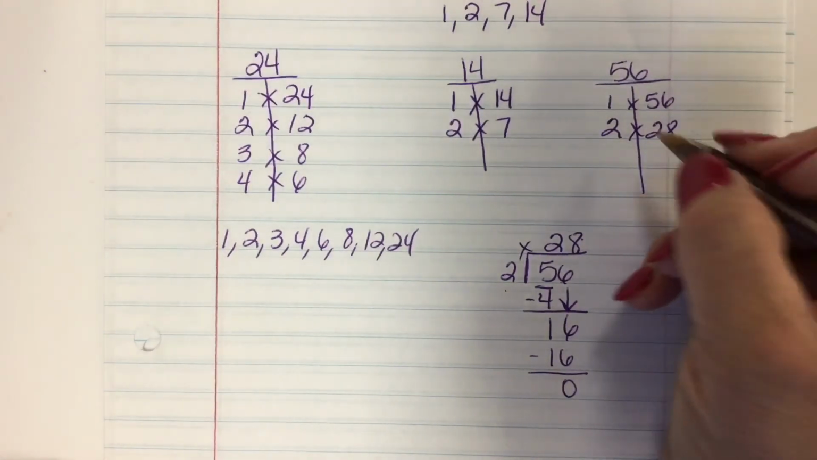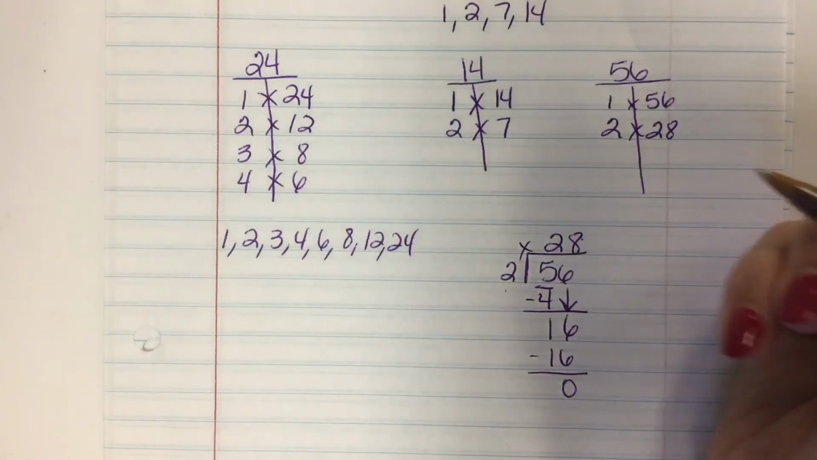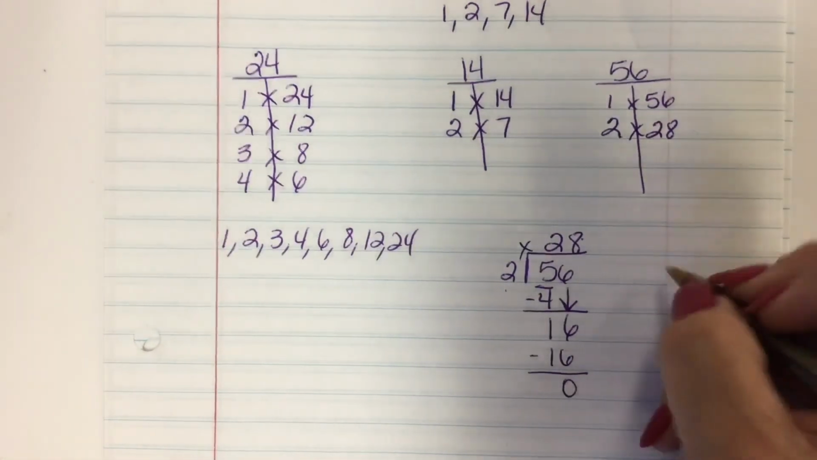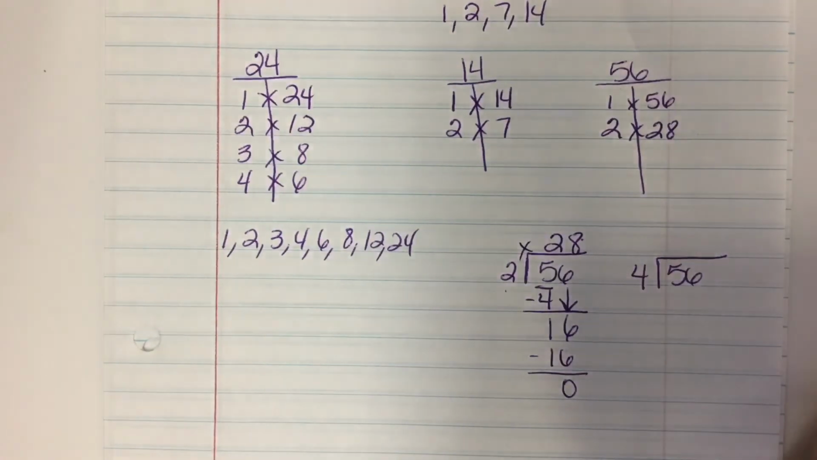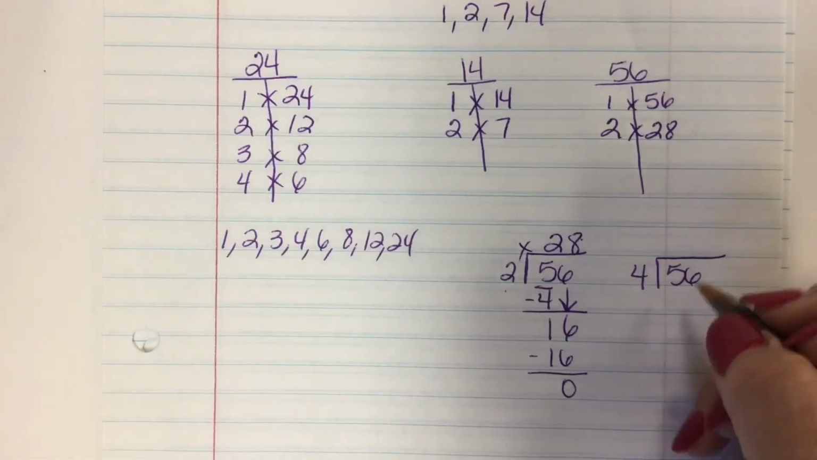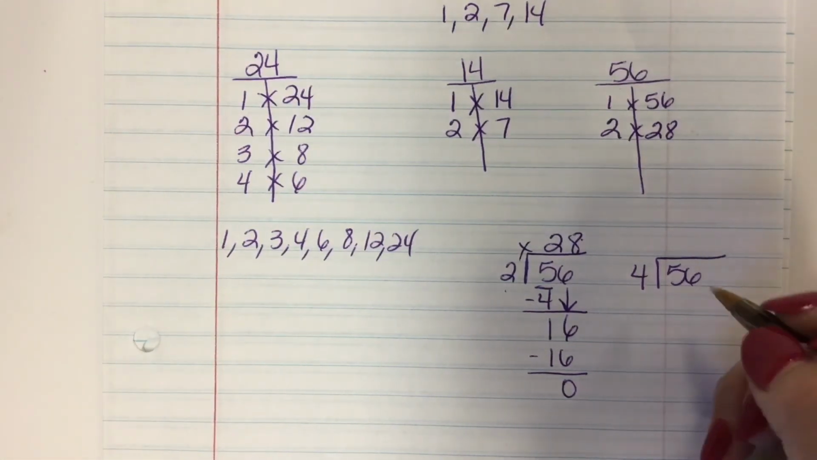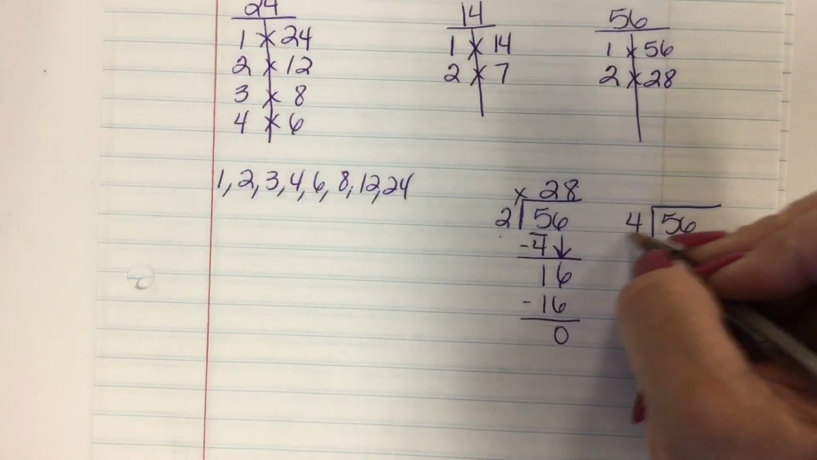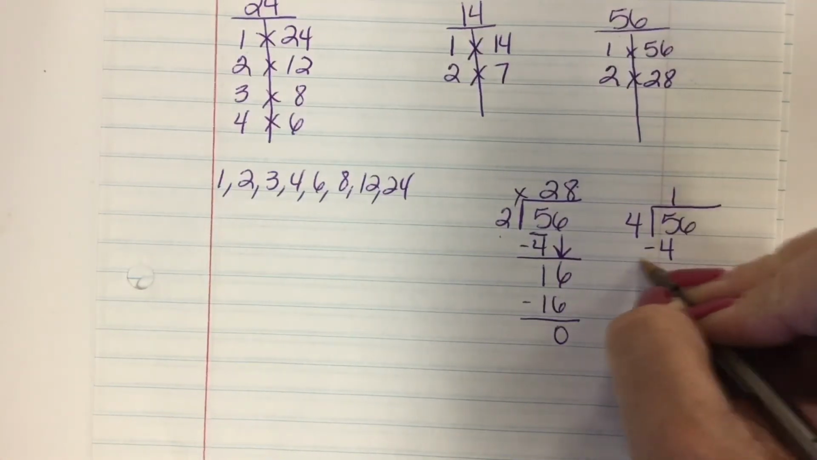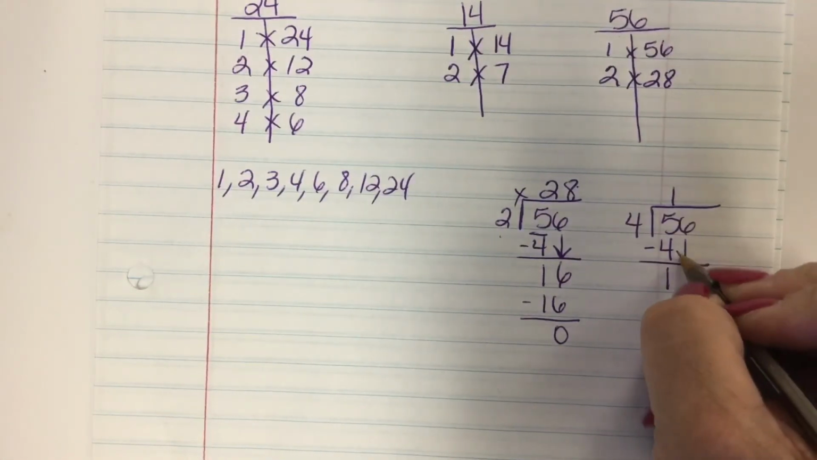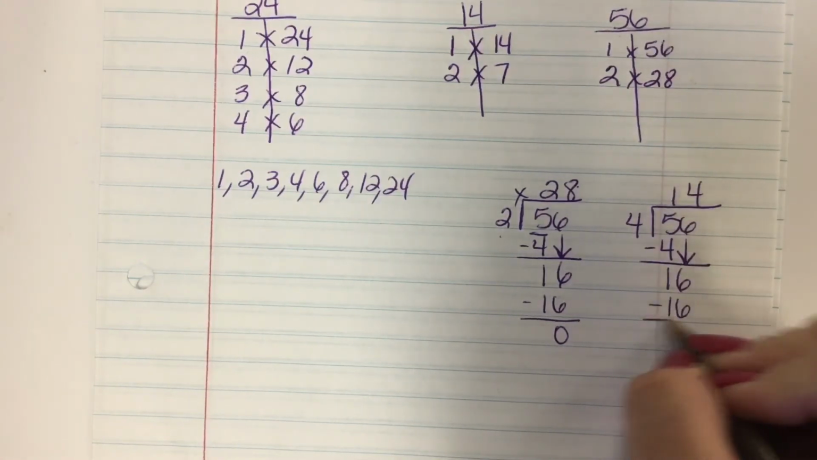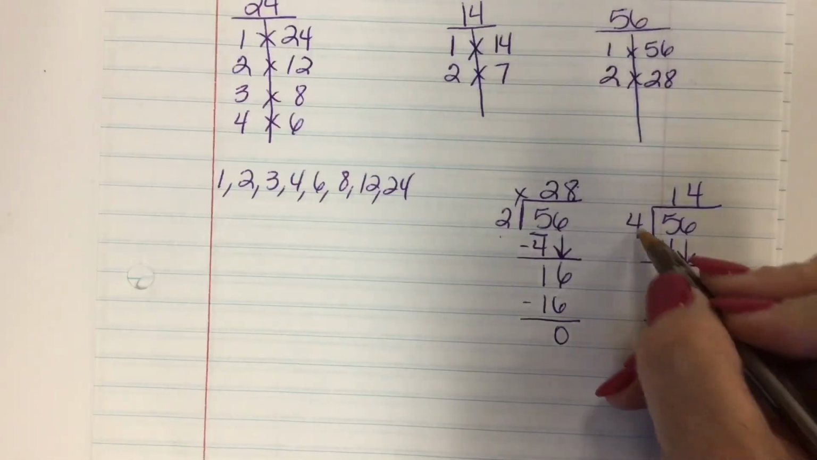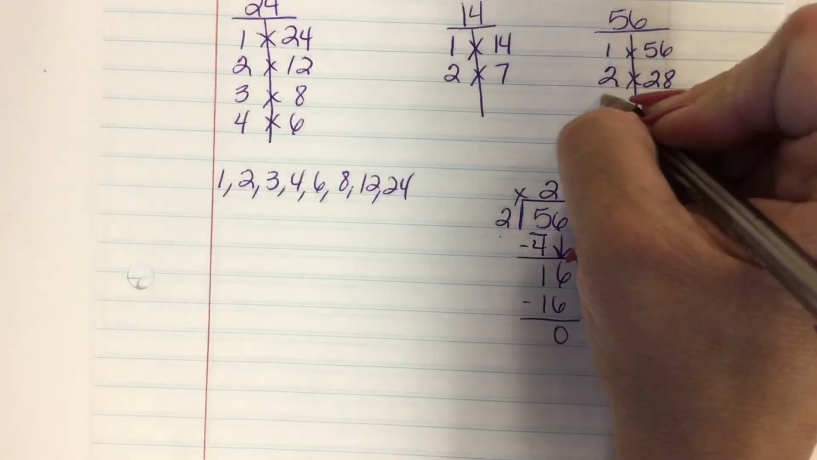3, no. 5 plus 6 is 11, so no. 4, okay. If you don't know, you do a division problem. 56 divided by 4. If you don't have a remainder, then your number is divisible by 4. So 1 times 4 is 4. 5 minus 4 is 1. Bring down your 6. 4 times 4 is 16. 16 minus 16 is 0. So that means 4 times 14.